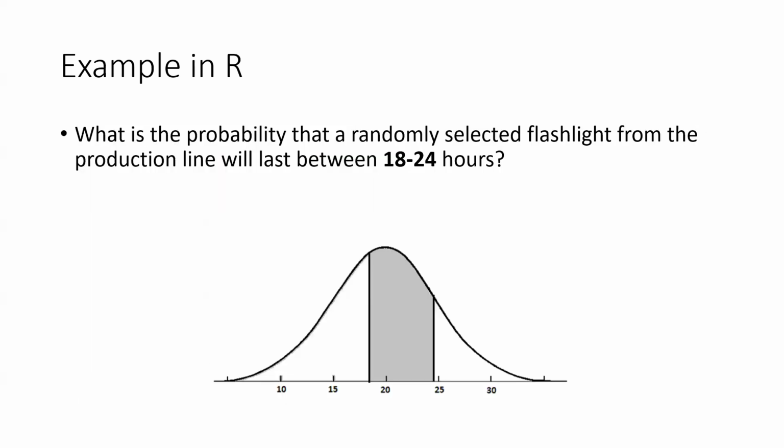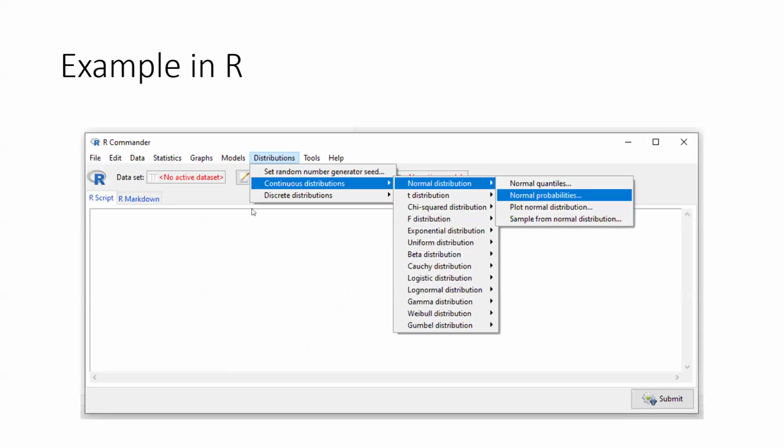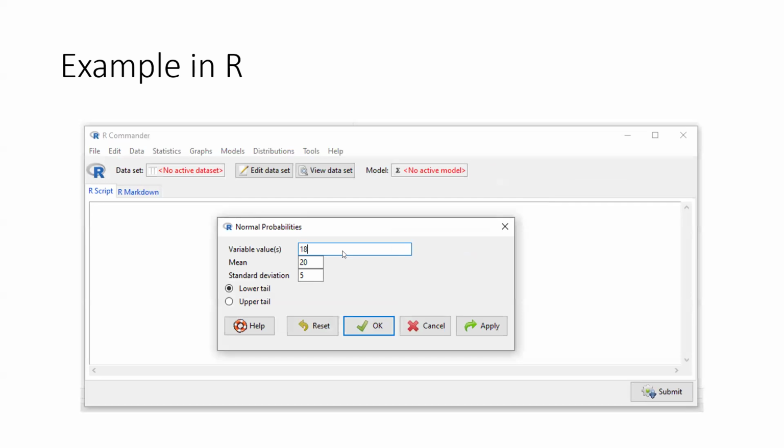In any event, if we're looking for between the values of 18 and 24, we're still using the same mean and we're still using the same standard deviation. Our mean being 20, our standard deviation being 5. This is how we would perform this calculation. This is from RCommander: distributions, continuous distributions, normal distribution, probability distributions. Our x value is 18, because remember, we're looking between 18 and 24. Mean value is still going to be 20. Standard deviation is still going to be 5. And we're going to select lower tail, click OK.